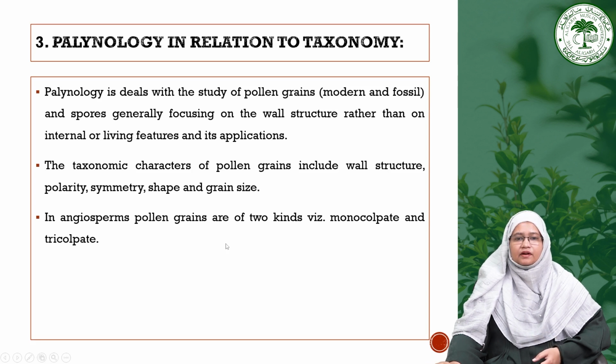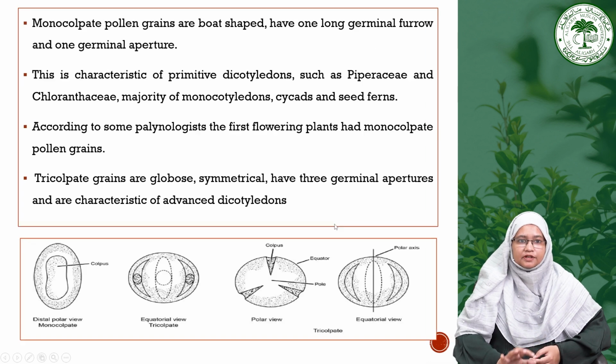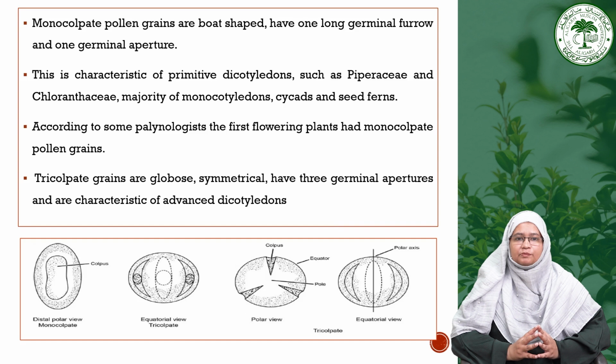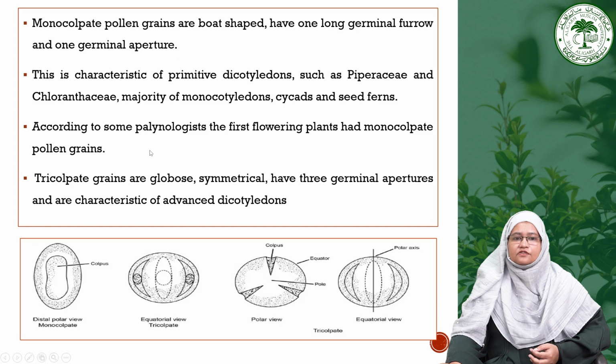In angiosperms, pollen grains are of two types, monocolpate and tricolpate. Monocolpate pollen grains are boat shaped, with one long germinal furrow and one germinal aperture, as you can see in this particular image. This is the characteristic of primitive dicotyledons such as Piperaceae and Chloranthaceae, the majority of monocotyledons, and cycads and seed ferns. According to some palynologists, the first flowering plant had monocolpate pollen grains.